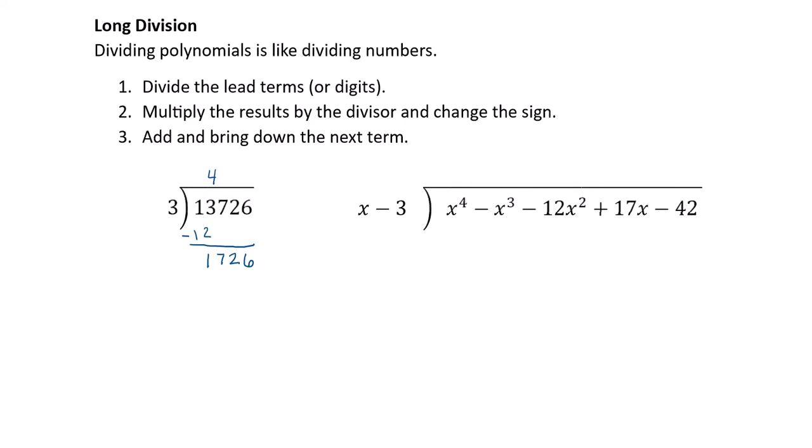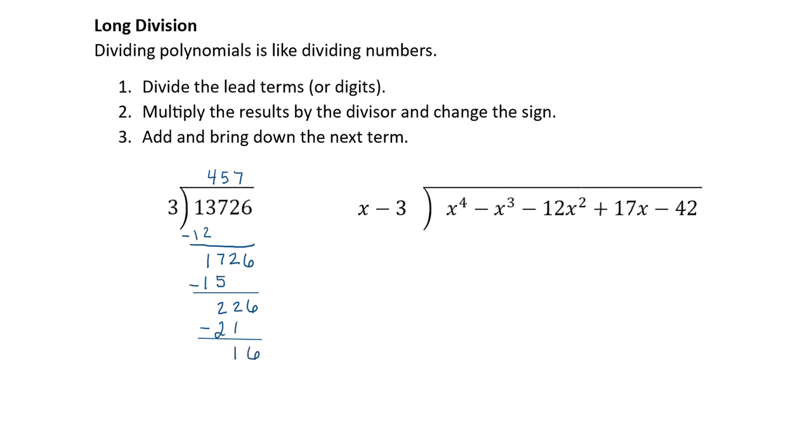17 divided by 3 is 5. 5 times 3 is 15. So dividing up, multiplying down, draw your line, change your signs, and add down. So 2. Carry down the next two numbers. 22 divided by 3 is 7. 7 times 3 is 21. Draw our line, change our signs, and add down.